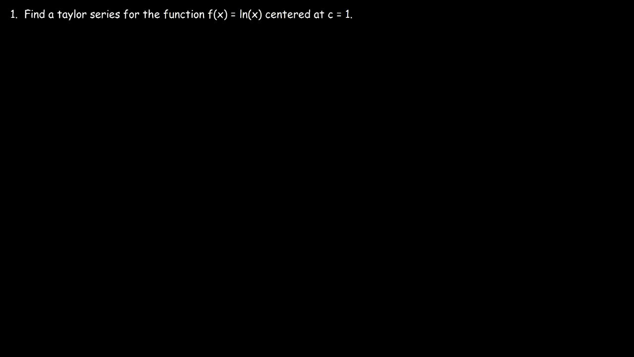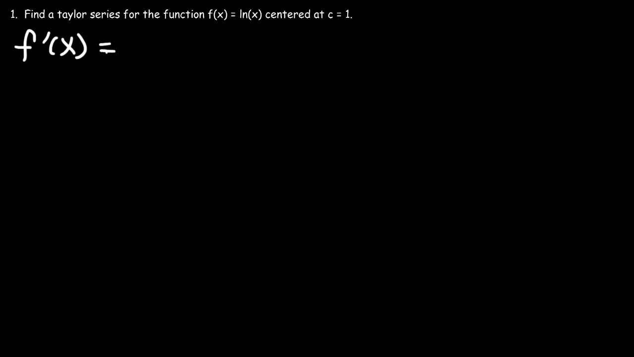In this video, we're going to talk about how to find a Taylor series and a Maclaurin series for different functions. So let's start with this example. Let's find the Taylor series given the function f of x is equal to ln x centered at c equal 1. So what we need to do is basically write out the first four derivatives.